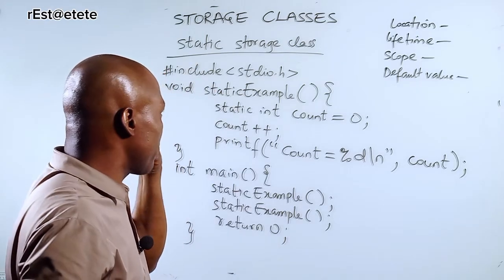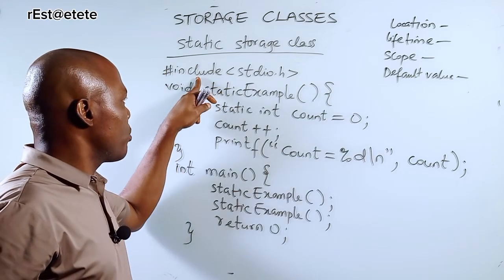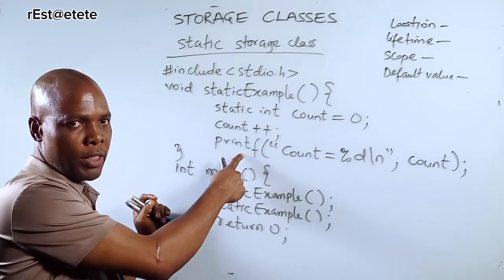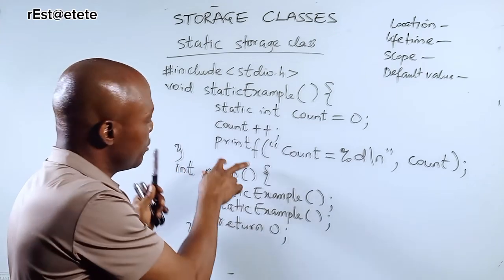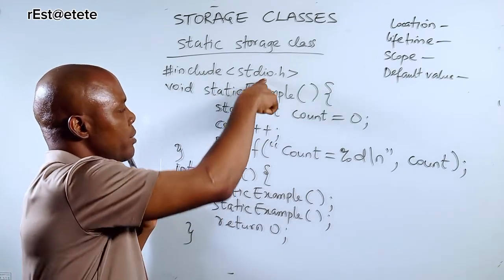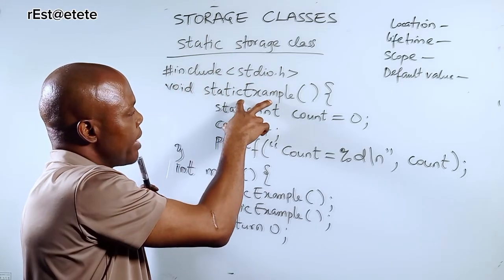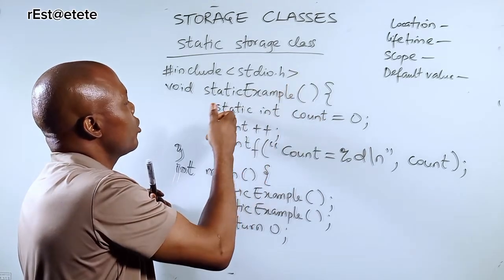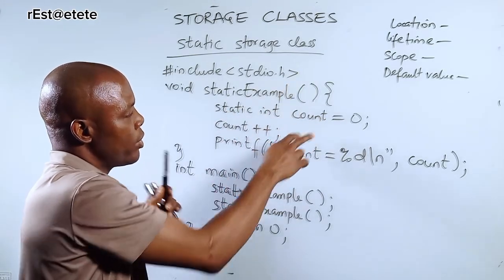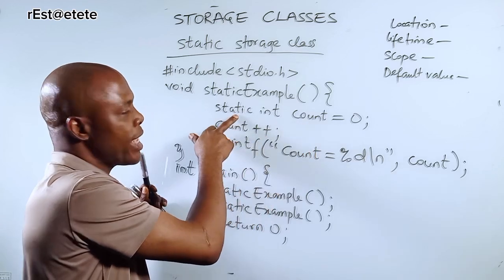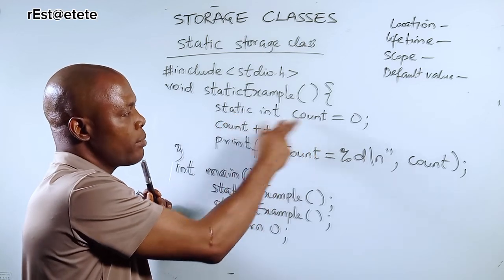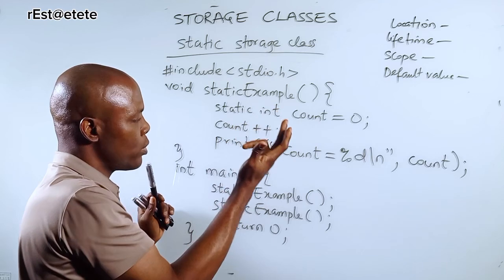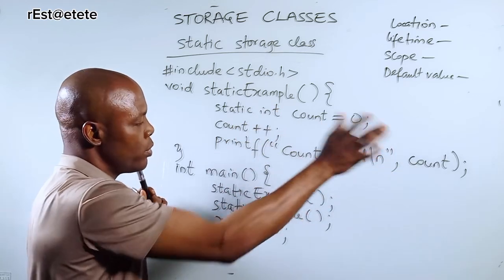Now, looking at this program, I brought in my preprocessor directive, including the standard input output library, because of this printf. The printf definition is inside this library. Then I'm creating a function that is not going to return anything. It's just going to perform a task. Inside this function, I create a variable, count, a static variable from the integer realm. I'm assigning 0 to it, then increasing it by count plus plus, and printing out the value on the screen.